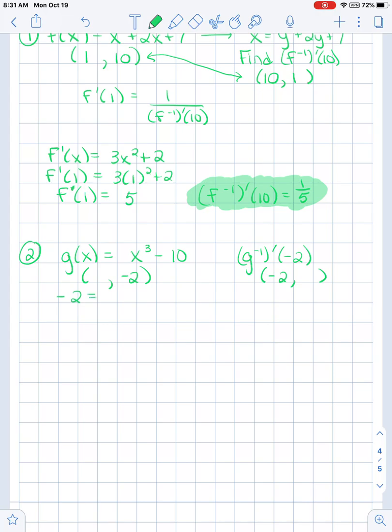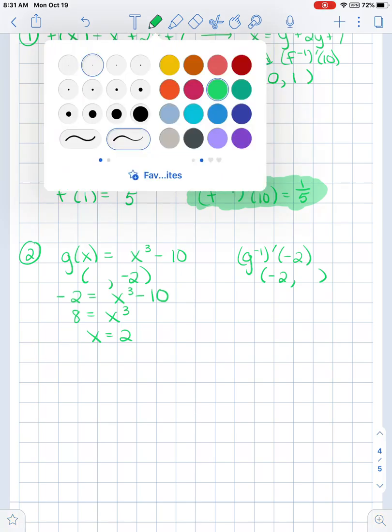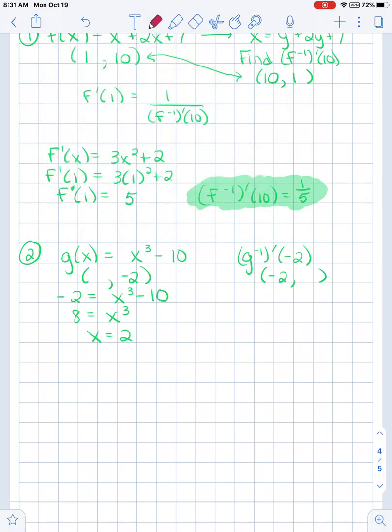We know the y-coordinate is -2. So -2 equals x cubed minus 10. If I add 10 to the other side, I get 8 equals x cubed, and I now know that x is equal to 2 in the original function. So I can fill in the x and y coordinates with what I just found. I know that x is 2 in the original function, which means that y is 2 in the inverse.